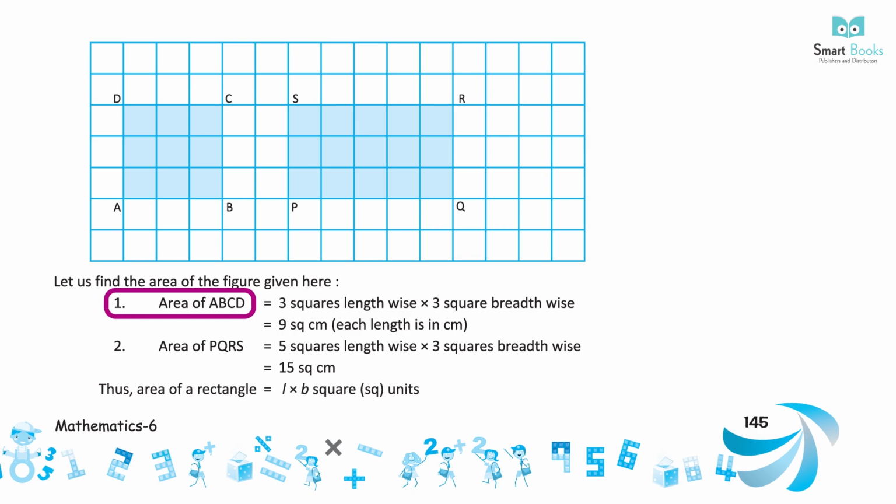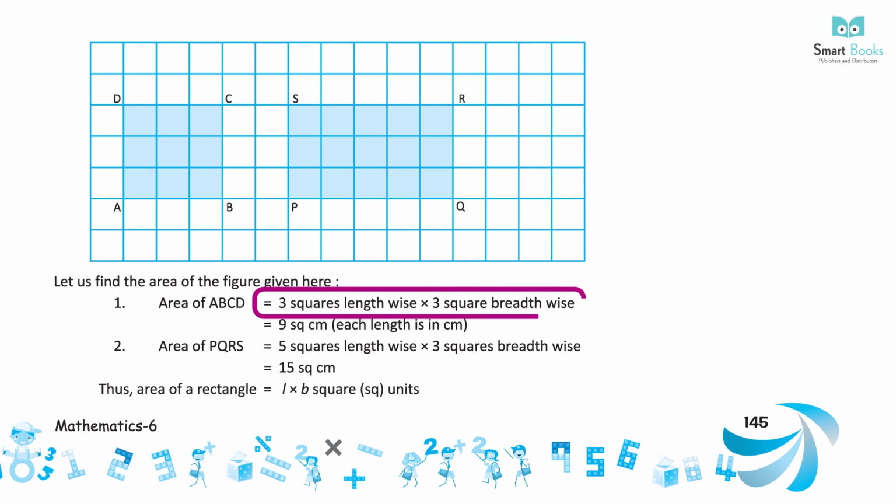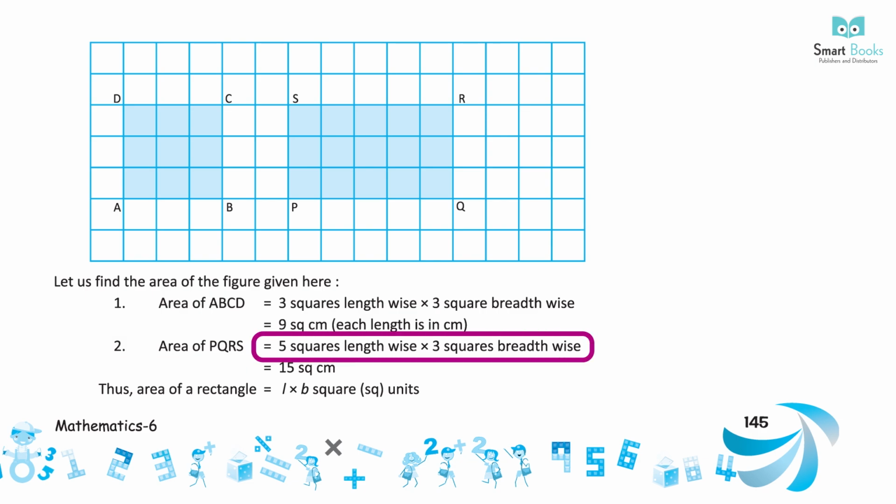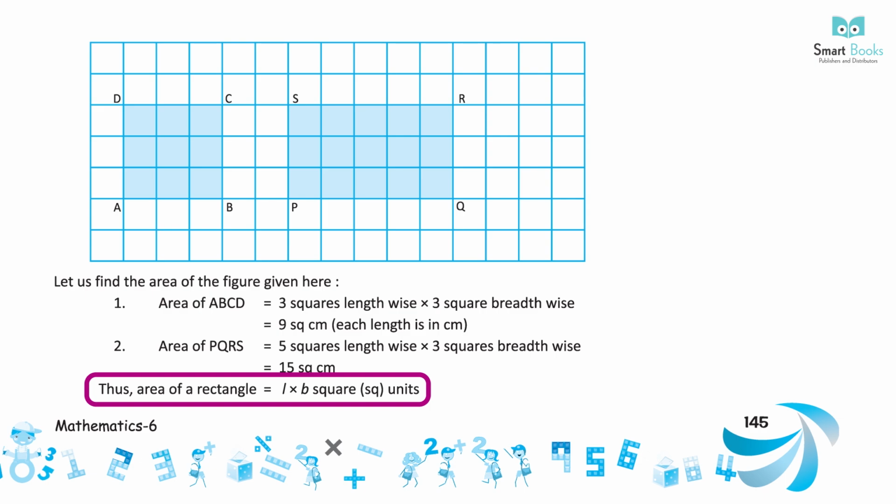1. Area of ABCD is equal to 3 squares lengthwise into 3 squares breadthwise, which is equal to 9 square centimeter. Each length is in centimeter. 2. Area of PQRS is equal to 5 squares lengthwise into 3 squares breadthwise, which is equal to 15 square centimeter. Thus, area of a rectangle is equal to length into breadth square units.